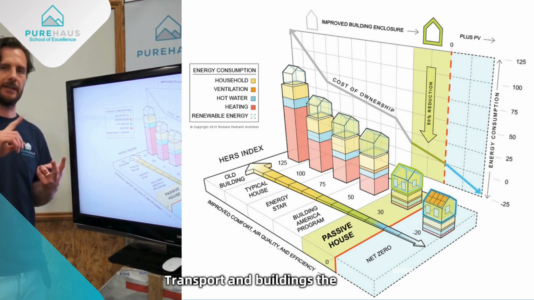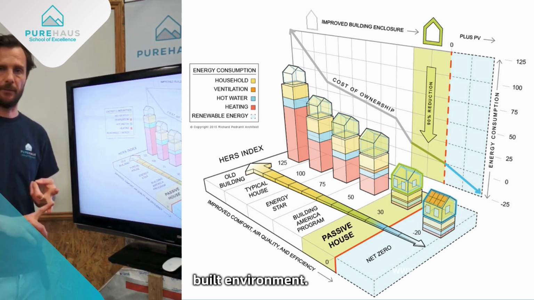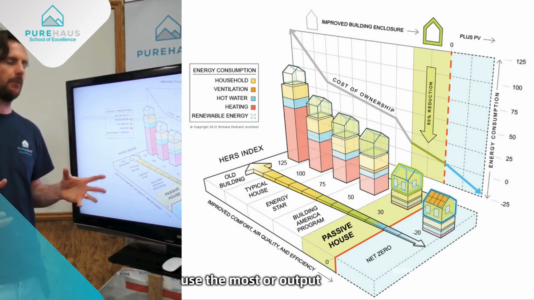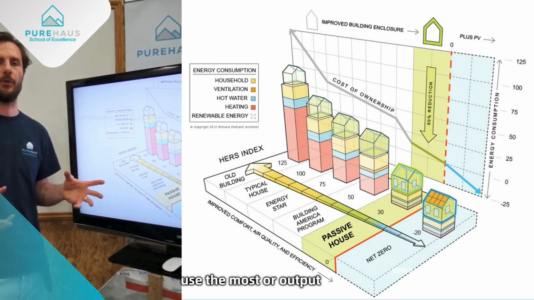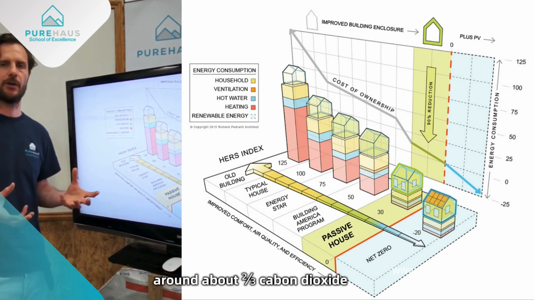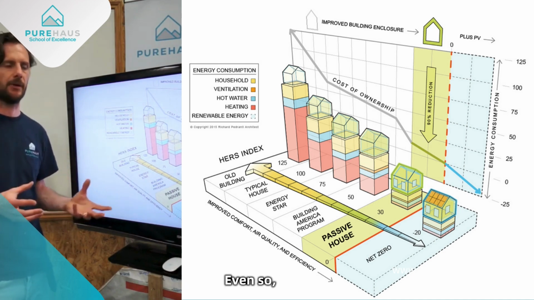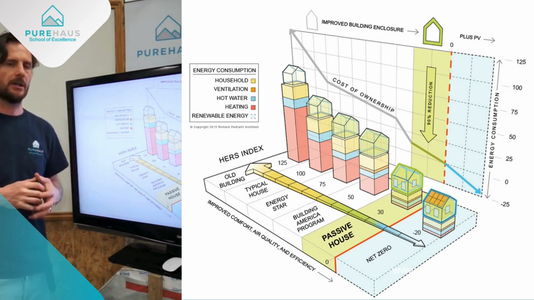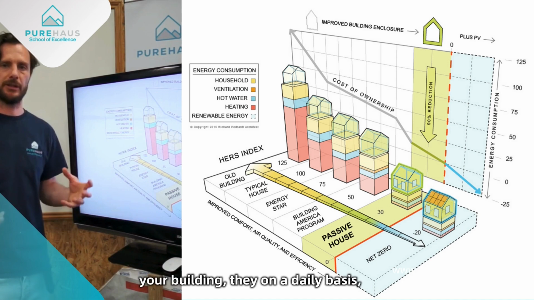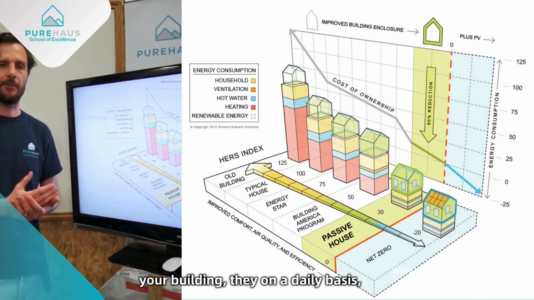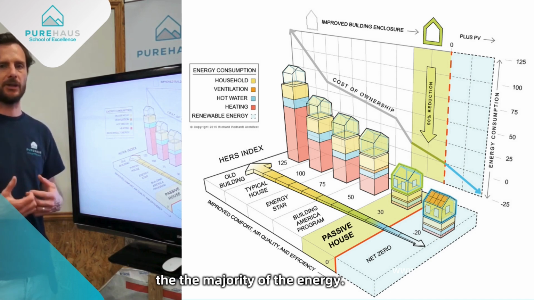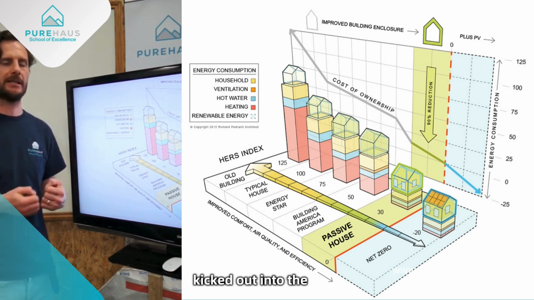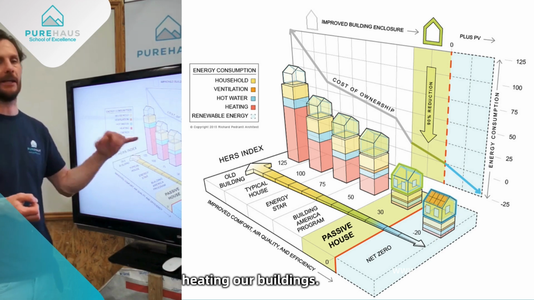If we just step back and look at the UK as a whole, transport and buildings, the built environment, so your arena where you're developing your professions, output about two thirds of the carbon dioxide between them, and they're about even. So transport and logistics against the built environment. And in the built environment, your buildings, on a daily basis, the majority of the carbon dioxide that's kicked out into the environment comes from heating our buildings.